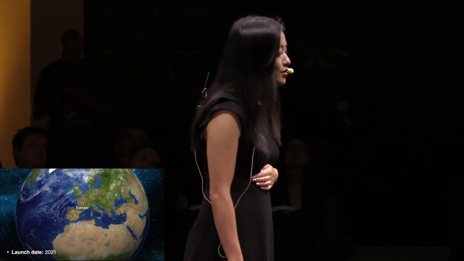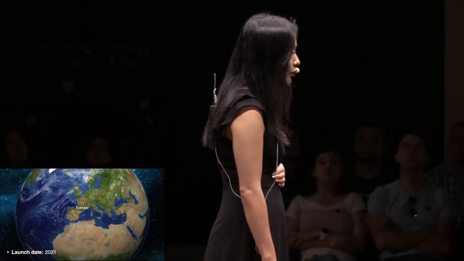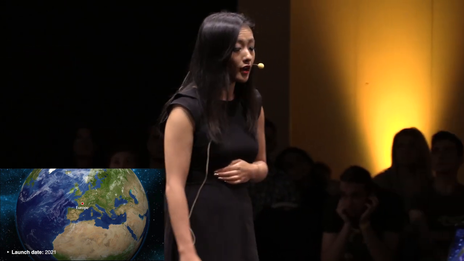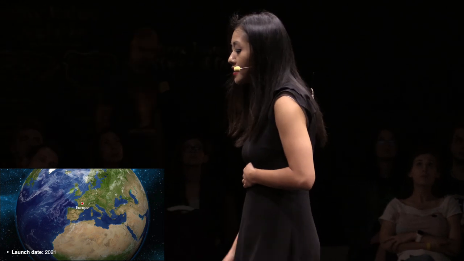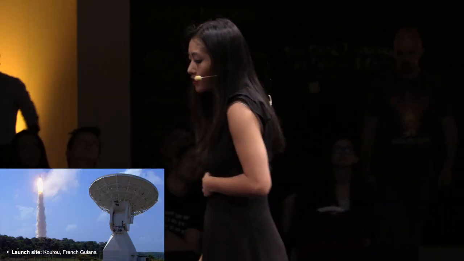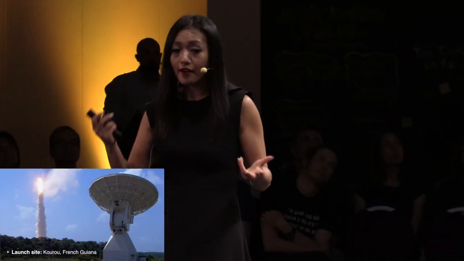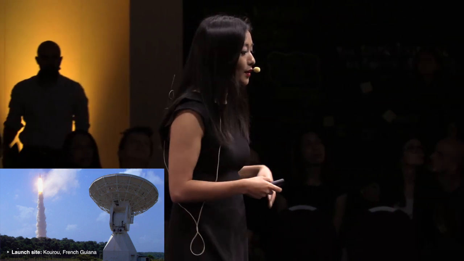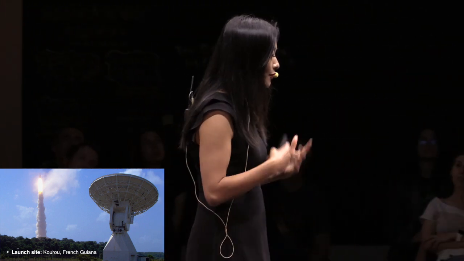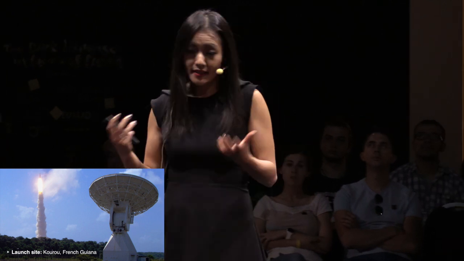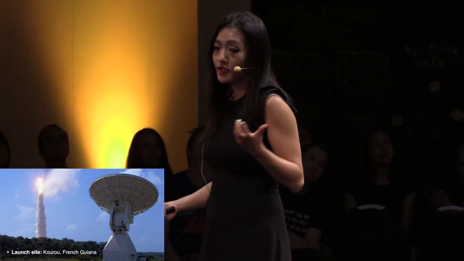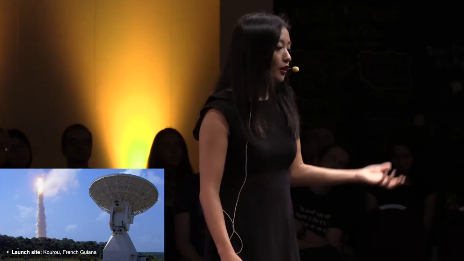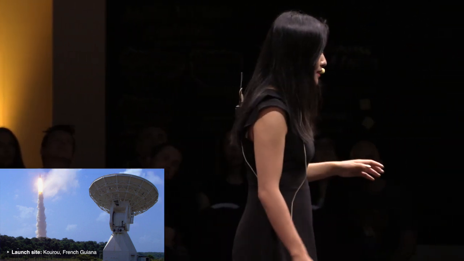Euclid will launch in 2021, somewhere from Europe, possibly in Cannes, France, where it will be assembled, to French Guiana, Kourou. And this is ESA's only spaceport. And it's an ideal site, really, because it's by the sea, so if any debris falls, it will hit the sea and not any inhabited area on the Earth. And also it's close to the equator, so you get the boost of the Earth's rotation to help us get into space.